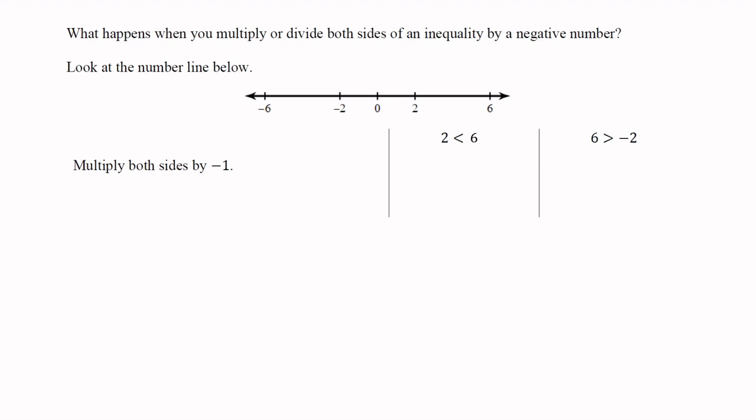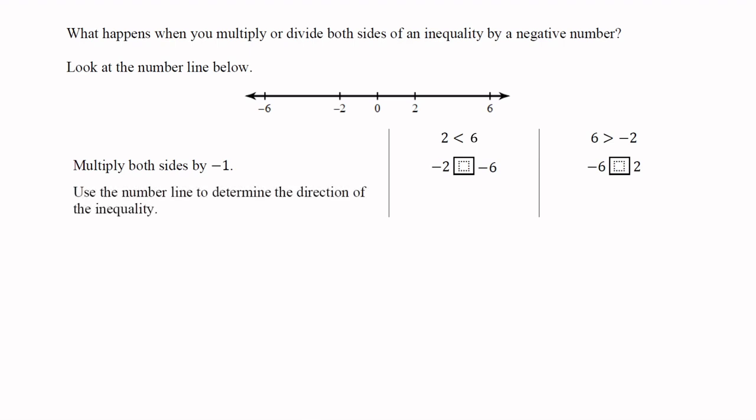Well, let's multiply both sides by negative 1. That gives us negative 2 is some sort of inequality to negative 6, and we have negative 6 is some sort of inequality to 2. All right, well, what are we going to put inside these boxes? We're going to use the number line to determine the direction of the inequality. Well, we know that negative 2 is greater than negative 6 because it's to the right of negative 6 on the number line. So negative 2 is greater than negative 6. Negative 6 is going to be less than 2.